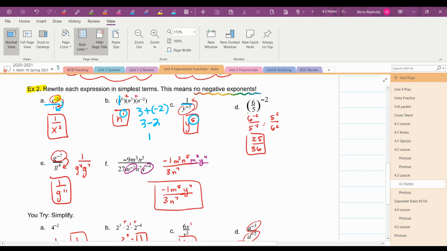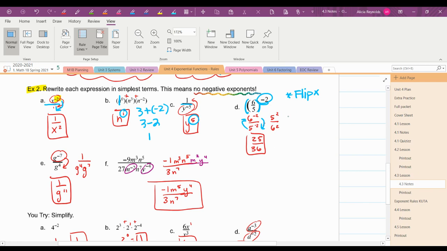And anytime I have a fraction raised to a negative exponent, I'm going to flip the fraction on the inside. We can see here that we still use the same idea: if I were to distribute my exponent from the outside to the inside, I would get 6 to the negative 2 power and 5 to the negative 2 power. Then I would need to switch these, and I would get 5 squared over 6 squared. Final answer, 25 over 36.